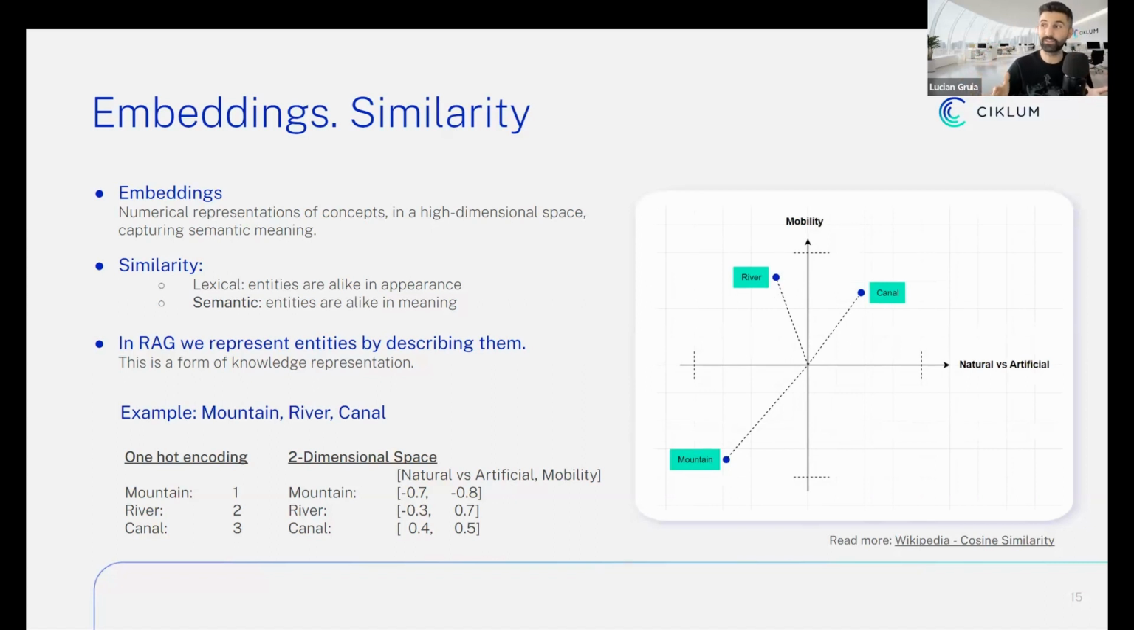This is how a machine thinks, and this is how it compares concepts. This is how it compares a river with a canal and with a mountain, and it says the river is closer in meaning to the canal, right? It's just that they do not do this in only 2 dimensions. They usually do this in hundreds or even more dimensions, right? The technique I'm using here to explain this concept is cosine similarity, but there are more options to do this similarity search, right?